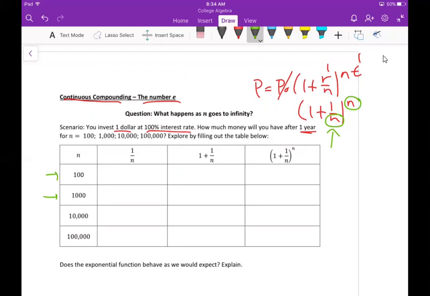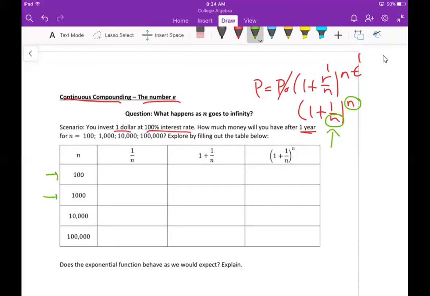And we're essentially compounding as fast as we humanly possibly can, as fast as a computer can compound that interest. As soon as you gain interest, you already have that interest in your account, and you just keep gaining interest on that interest, okay? That's what we're looking at here.